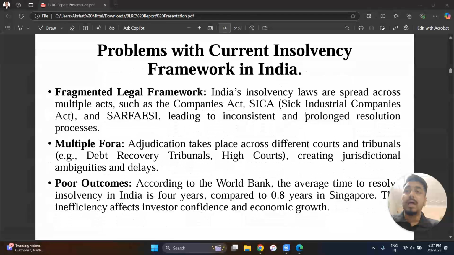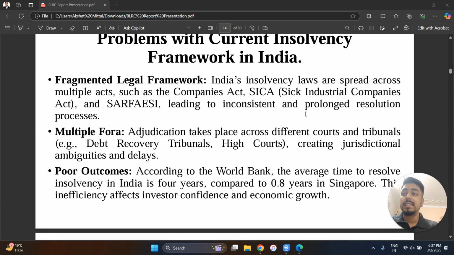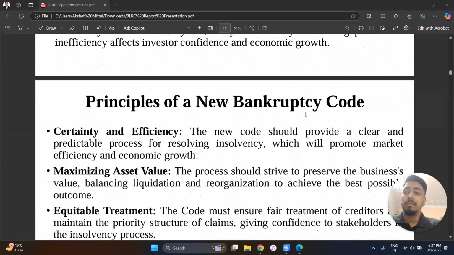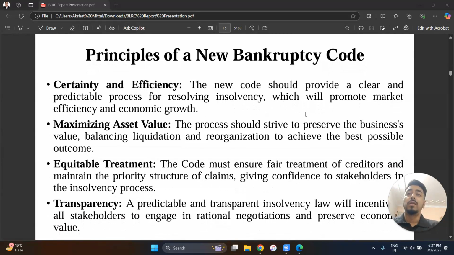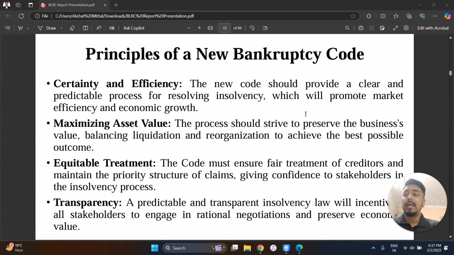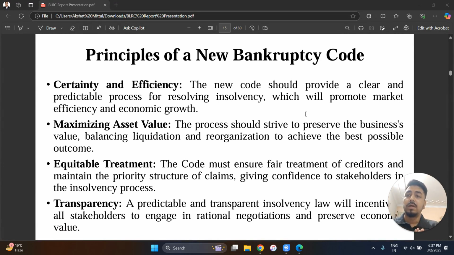Also, this committee has discussed the problems in the current framework in India, which we had already discussed in the previous session. That is the fragmented legal framework with the SURFAESI legislation, SICA Act, and the multiple forums. Because of multiple forums, there were many delays in the proceedings, and ultimately the outcome was very poor. So this new bankruptcy code focuses on certainty, that is, one single process for resolving insolvency, which will promote the efficiency and overall growth of business in the market.